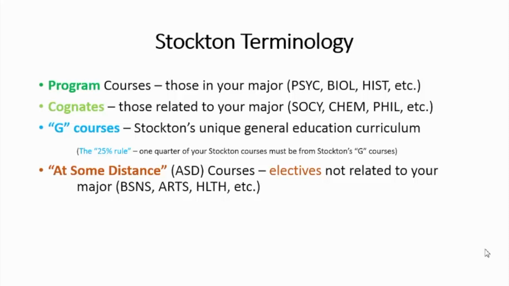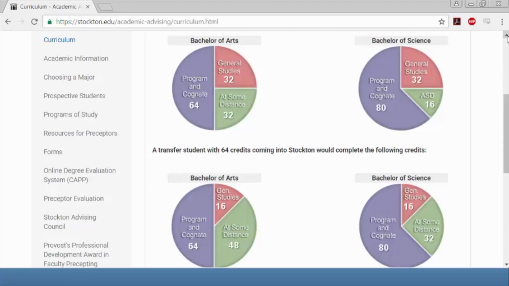And the last one is another confusing term that we use regularly, at some distance, or probably more familiar to you would be the term elective courses. And these are courses that are specifically not related to your major, so that the acronyms that are noted here, business, arts, and health, are all, quote, at some distance from any of the majors listed above, psychology, biology, and history. A visual of this will be these pie charts that you'll see are broken down into sections.